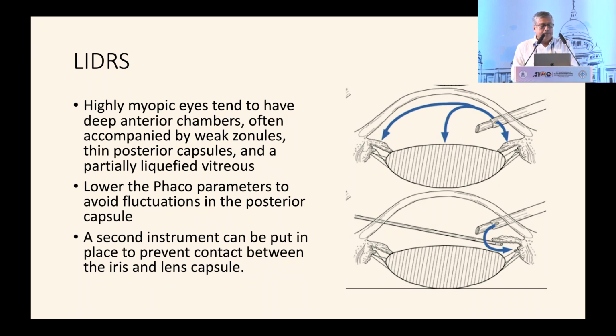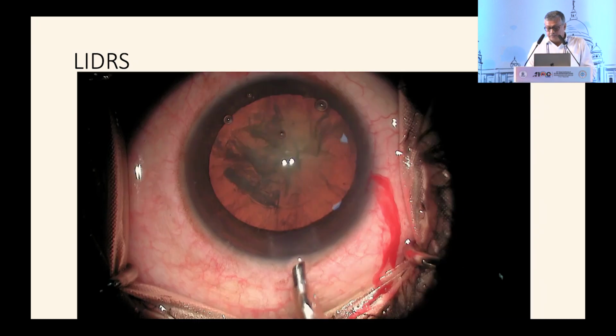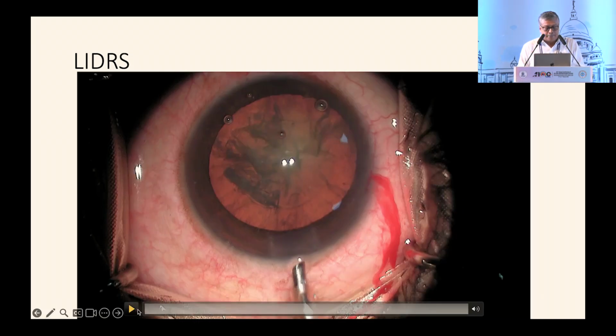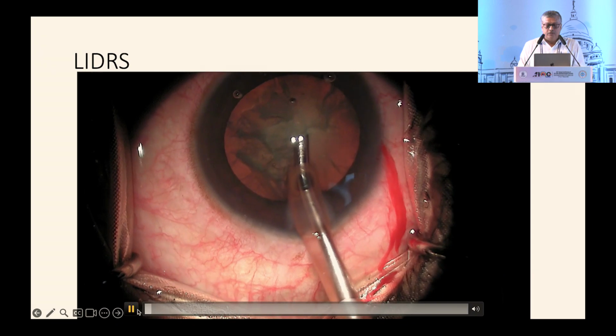There is something called LIDRS, that is lens iris diaphragm retropulsion syndrome, in high myopic eyes. When you are entering the anterior chamber with your phaco probe, due to weak zonules, thin posterior capsules and partially liquefied vitreous, the whole lens zonule complex goes down. In those cases you need to lower the phaco parameters, and sometimes you might need a second instrument to prevent that. So this is something which happens in highly myopic eyes.